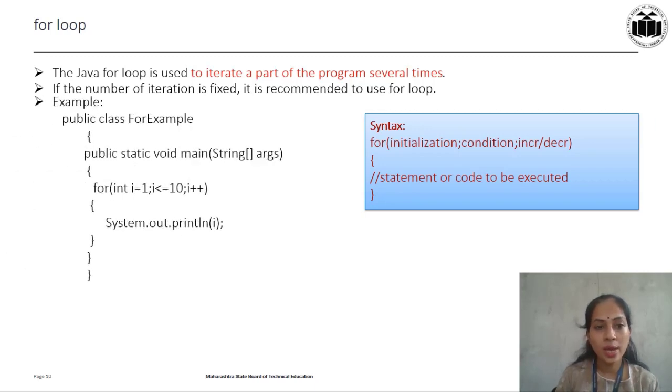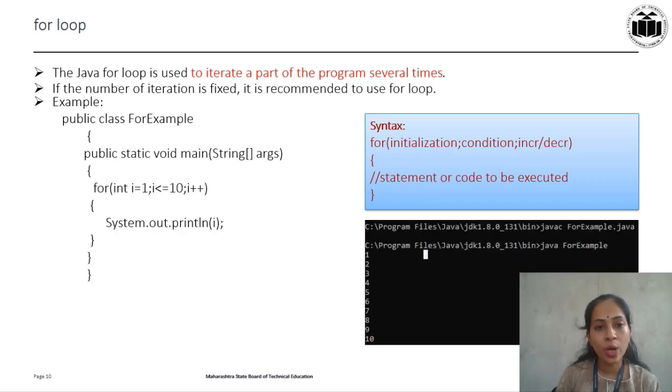So here is the example to demonstrate the use of the for loop. This program prints 1 to 10 numbers. In this for loop, I have initialized i equal to 1, then the condition is i less than or equal to 10, and the increment is i++. In the curly brackets, it simply prints i's value, from 1 to 10. If you want to print reverse numbers, in that case you have to decrement, i--.